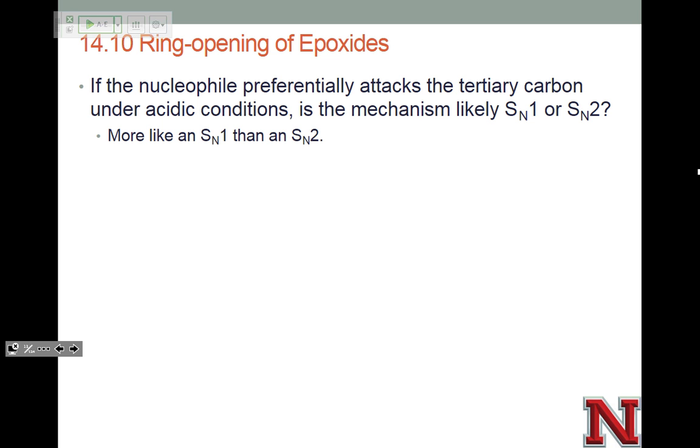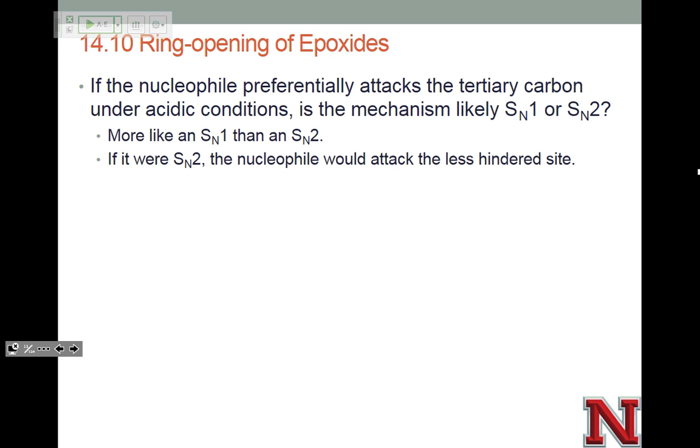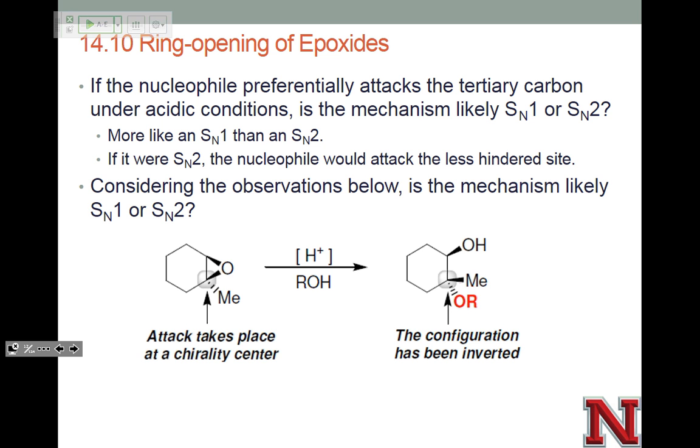So let's look at what's going on. And then the other question is, is this more like SN1 or SN2? If the nucleophile is attacking the tertiary carbon predominantly, then this is more like an SN1 reaction. But we don't actually expect a full SN1 reaction. If the nucleophile is attacking the least hindered site, that's more like SN2. So what's really going on? The other thing that really brings you to it is, let's say we have the attack occurring here.